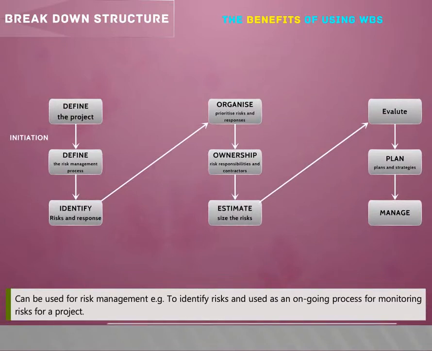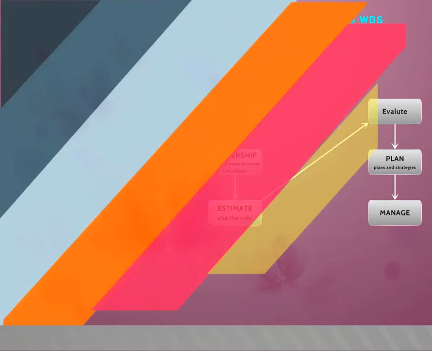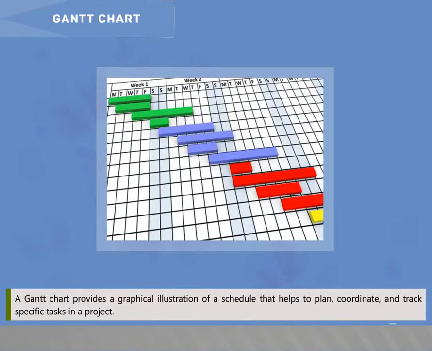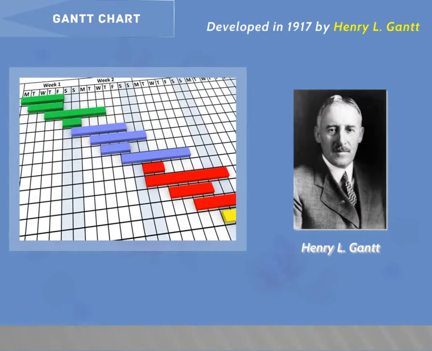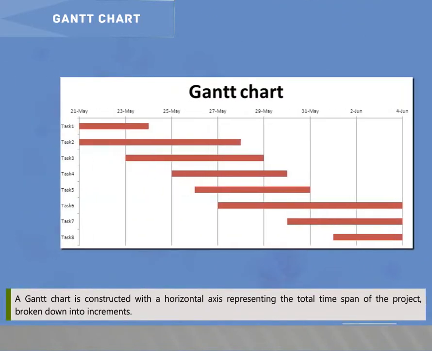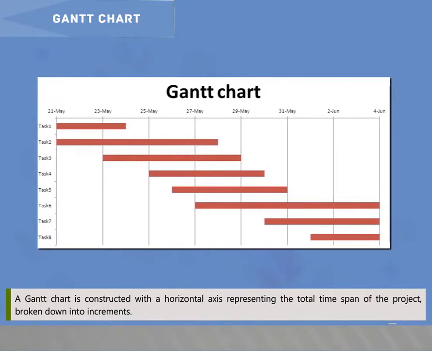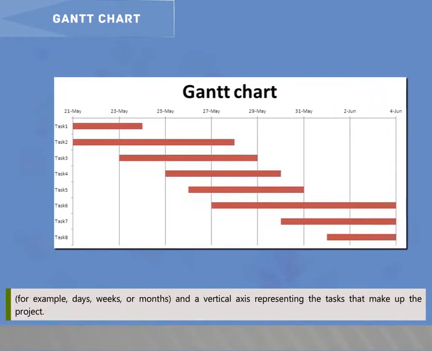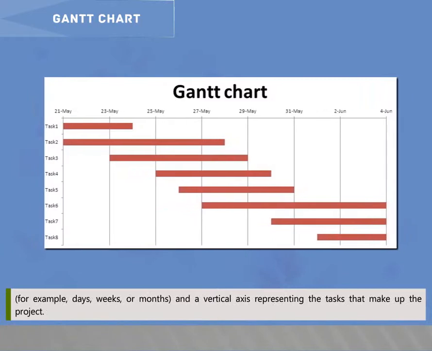It can be used for risk management, for example, to identify risks and used as an ongoing process for monitoring risk for a project. Gantt chart. A Gantt chart provides a graphical illustration of a schedule that helps to plan, coordinate, and track specific tasks in a project. Developed in 1917 by Henry L. Gantt. A Gantt chart is constructed with a horizontal axis representing the total time span of the project, broken down into increments, for example, days, weeks, or months, and a vertical axis representing the tasks that make up the project.